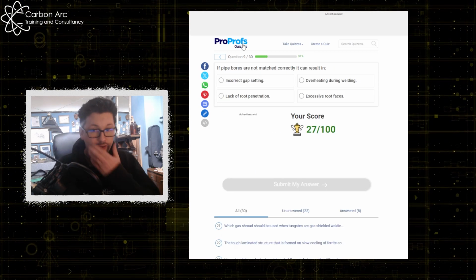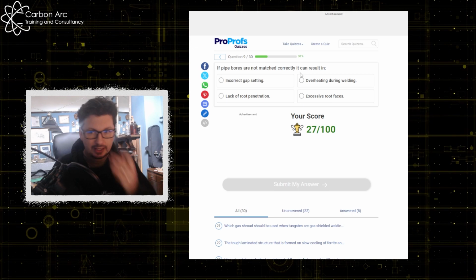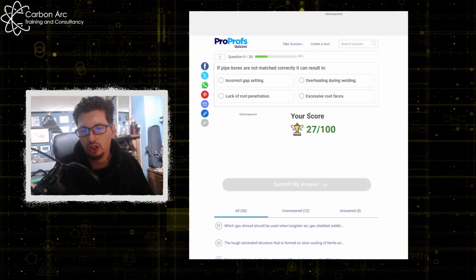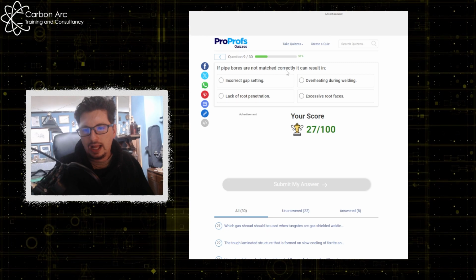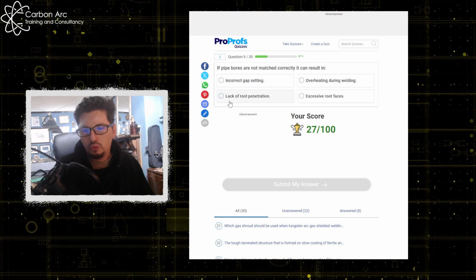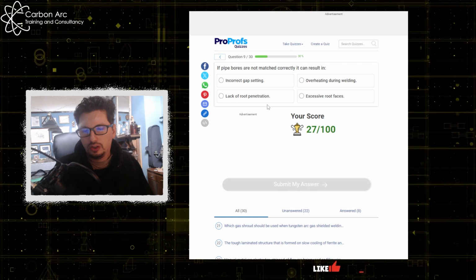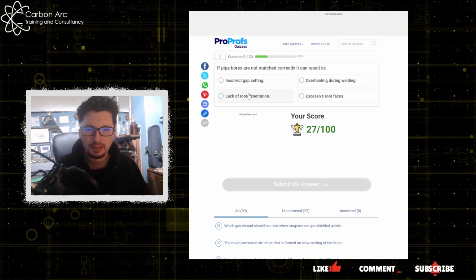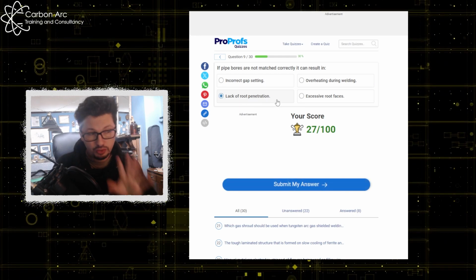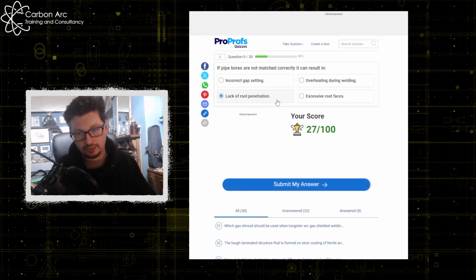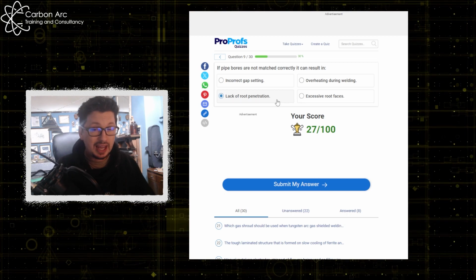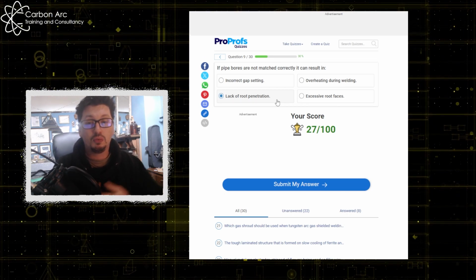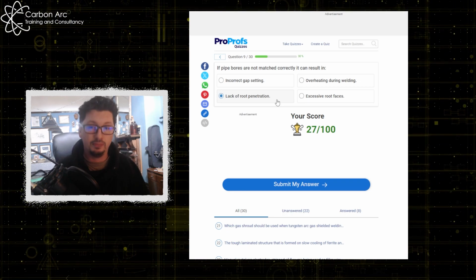Number 9. If pipe bores are not matched correctly, they can result in... when you look, I don't see the correct answer here. I'm guessing it's going to be lack of root penetration, judging on what's here, but it's more likely to be lack of root fusion. So missing one side rather than missing both.